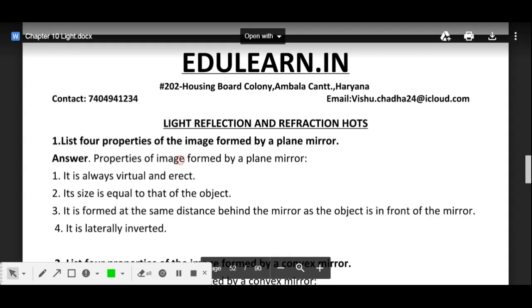Properties of the image formed by a plane mirror are: it is always virtual and direct, its size is equal to the size of the object, it is formed at the same distance behind the mirror as the object in front of the mirror, and it is laterally inverted. So basically it is an imaginary image, because it is formed behind the mirror, right? Erect means your right looks like left and your left looks like right. And its size is equal to that of the object, meaning the size of your image will be the same as your size in front of the mirror.